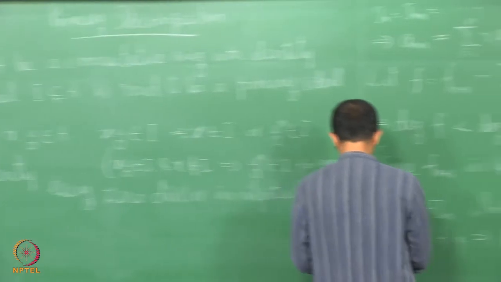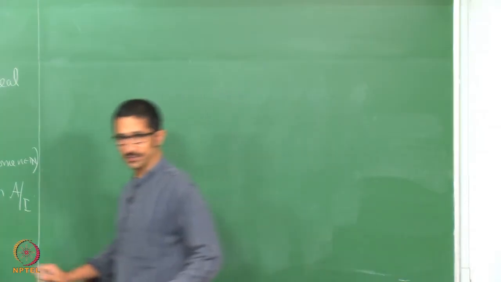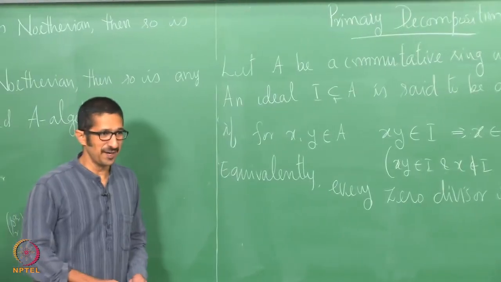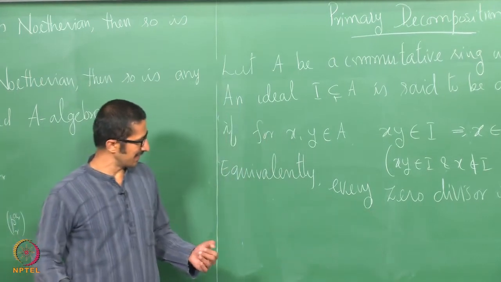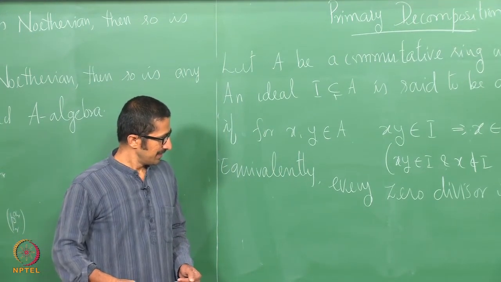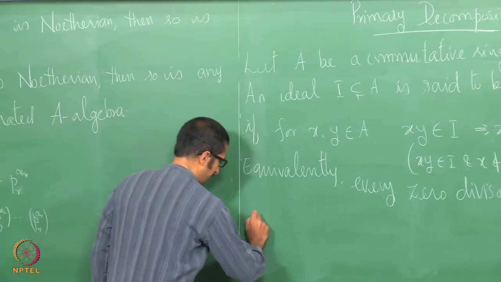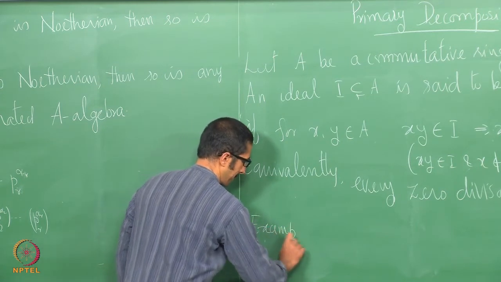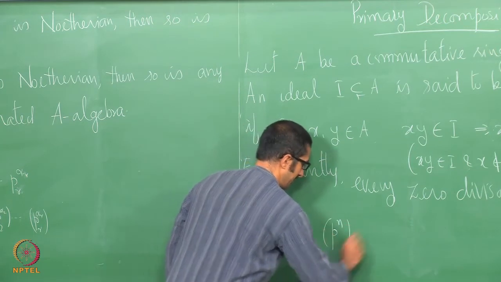So can you give me a first example of a primary ideal? Can you give me an example, in Z, or slightly more in general? Okay, so let me write this. Example: the ideal generated by p power n in Z.